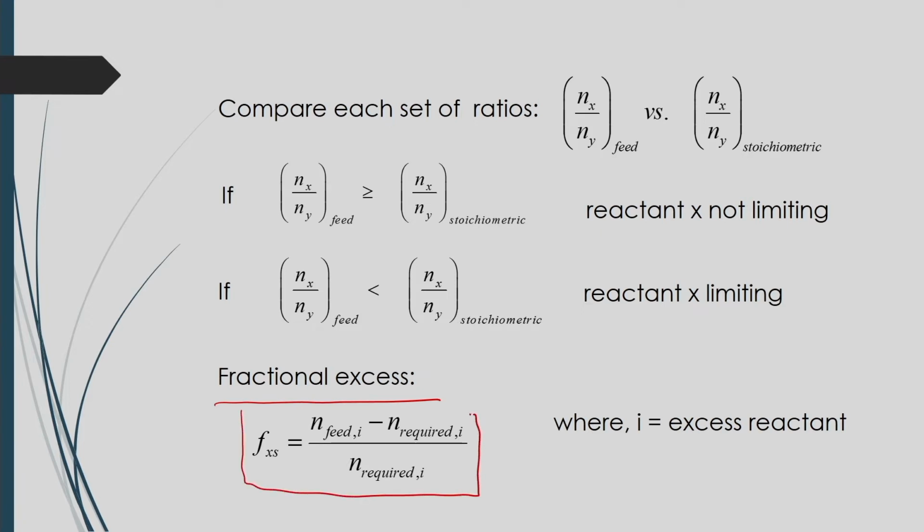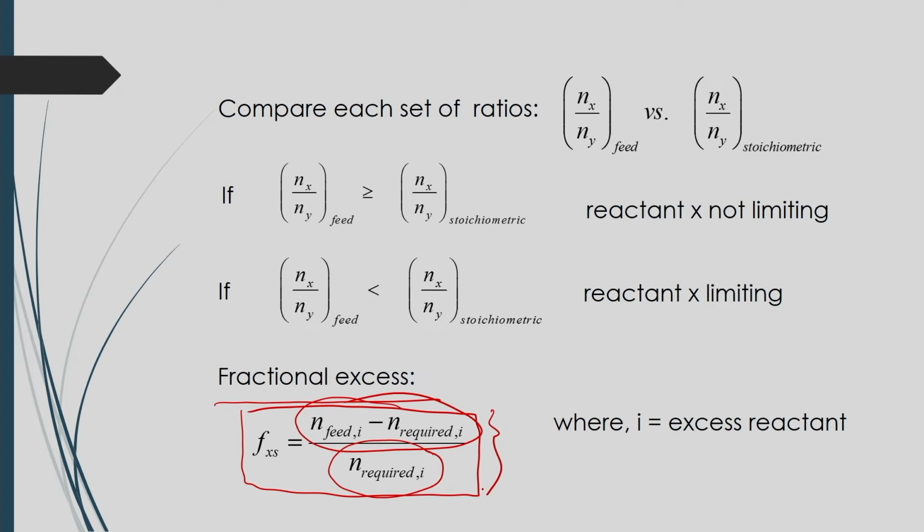So in that case, fractional excess will be calculated as F excess, which will be equal to the number of moles of species I in the feed minus the number of moles of I required for complete combustion, which you have to calculate. After that, if you divide that difference between the species present in the feed and the species required for complete reaction theoretically, by the required amount, the ratio is called the fractional excess, where I is the excess reactant in this equation.